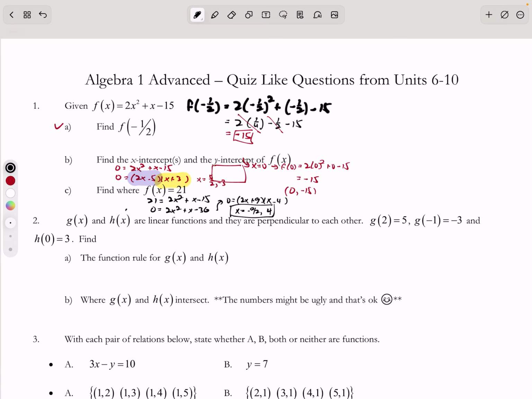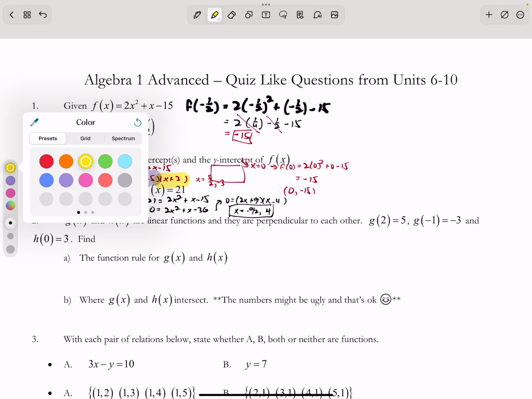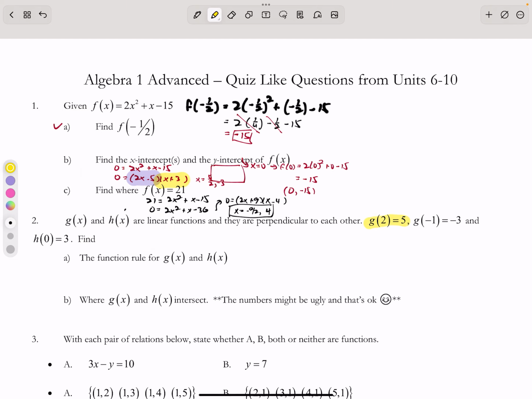All right, number 2, we have a linear function, g of x, and they're giving us 2 points on the function. First point they're giving us is 2, 5, and also negative 1, negative 3. It's a linear function. That means we can find the slope. So that's going to be 5 minus negative 3 over 2 minus negative 1. That's 8/3. And the point on the line is 2, 5.